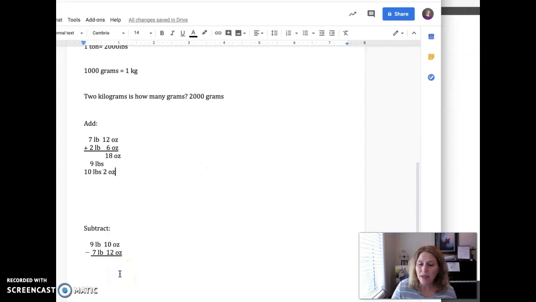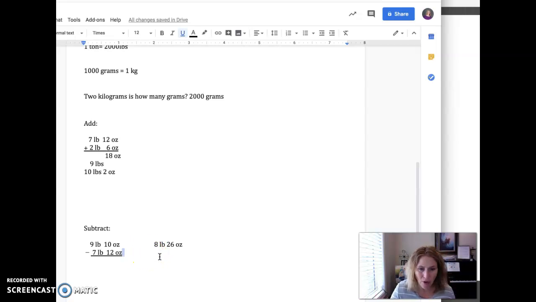Okay, and the same thing when we're subtracting. Now, subtracting is kind of like when we borrow. So we're going to borrow a whole pound, and remember, the pound is worth 16 ounces. So when I borrow 1 pound, I'm left with 8 pounds. And then I have to add those to my ounces. So I don't just have 10 ounces, I'm going to have 26 ounces because I've added that pound. So I borrowed that pound and I just put it in the ounces. Kind of like when we borrow from a whole number and we put it to the fraction.